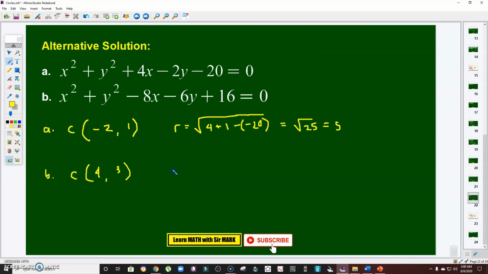So, let's show it. The radius here will be, I square this, that will be 16. I square this, that will be 9. Minus F. What is my F? 16. So clearly, the 16 will cancel. Therefore, the square root of 9 is 3.